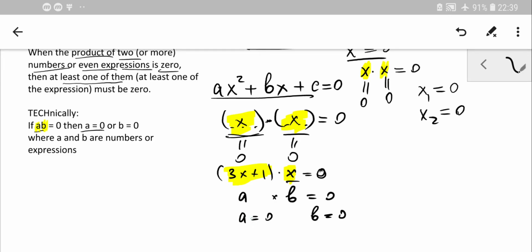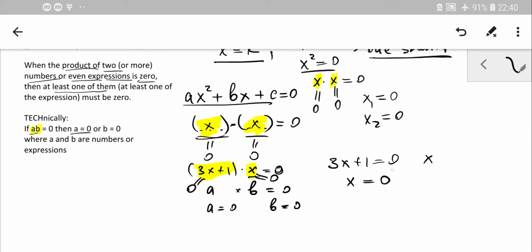In this case, we equate each factor to 0 according to this theorem, and we just solve normal equations like 3x plus 1 equals 0, and for the other factor, x equals 0. So from where we can say that x1, the first solution here, is -1/3, and x2 is 0. Okay, hence we can find the solutions in the end.